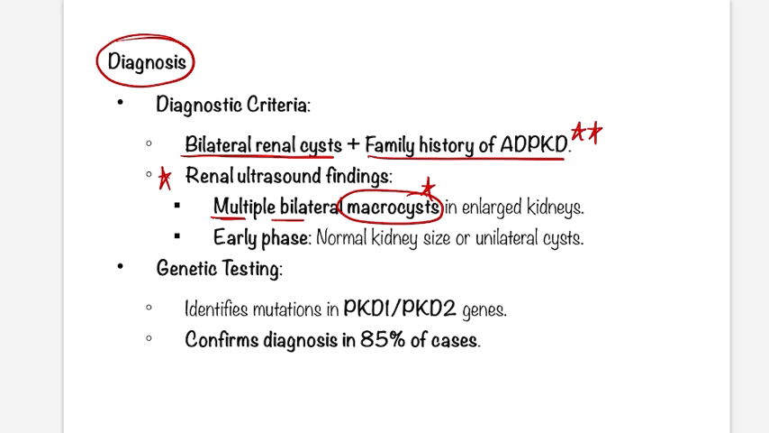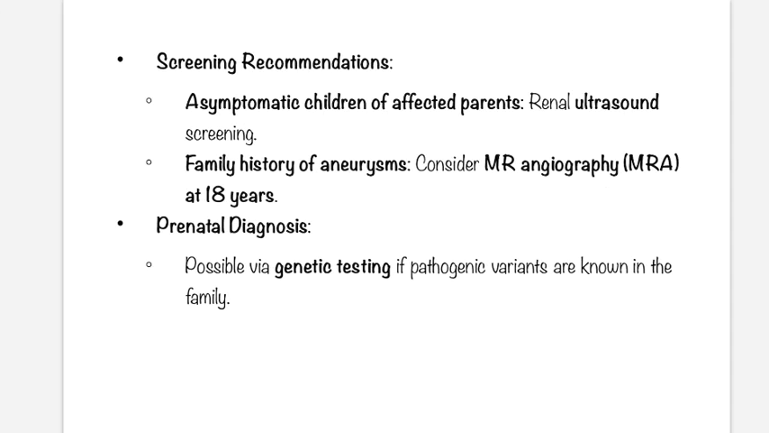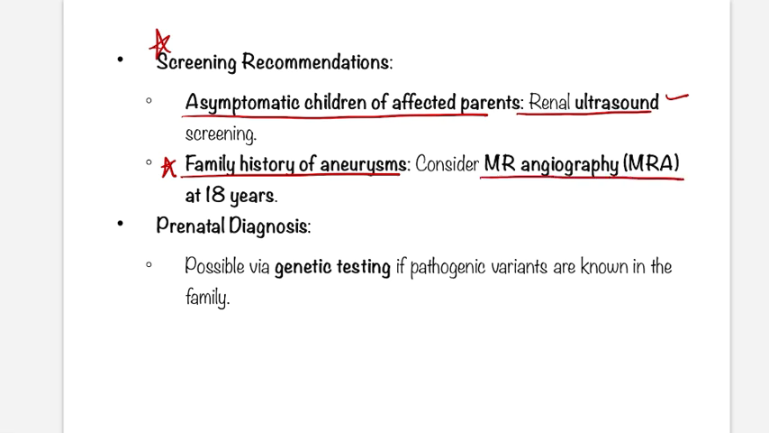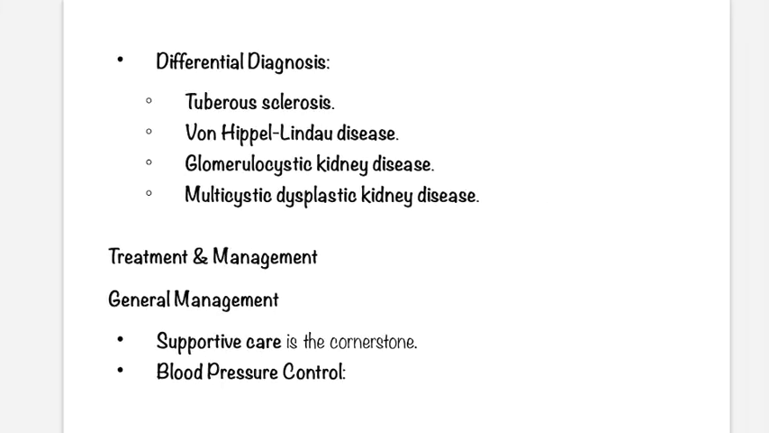In early phases the kidney may be normal. Genetic testing you can do: PKD1 and PKD2 genes are there. They confirm the diagnosis in 85% of cases. So, screening recommendations we are discussing. In asymptomatic children of affected parents, you have to do a renal ultrasound. Family history of aneurysm, we have discussed earlier also. Consider MR angiography at 18 years of age, and prenatal diagnosis is also available.